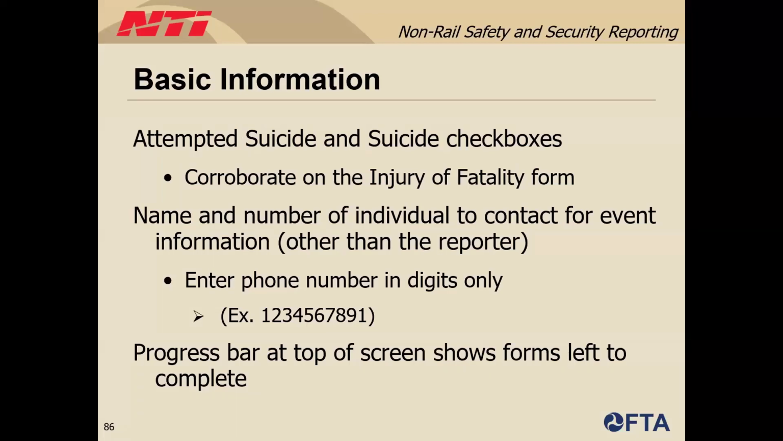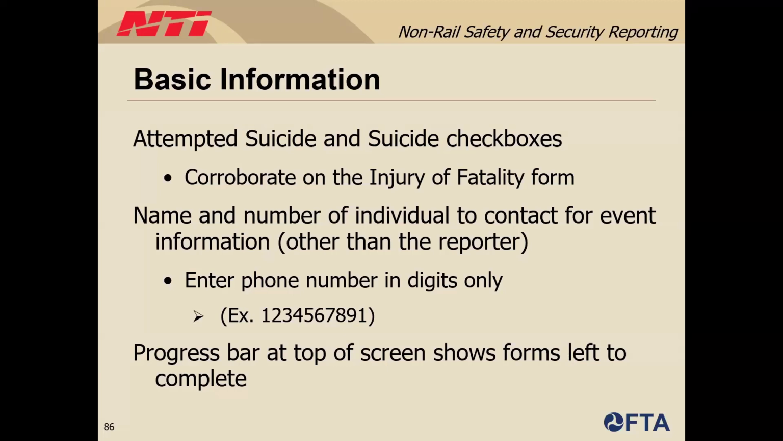The basic information screen now includes attempted suicide and suicide checkboxes when the event type is a collision. This is corroborated by the same checkbox on the injury or fatality form. The last piece of information is the name and phone number of someone to contact for additional information regarding the event.